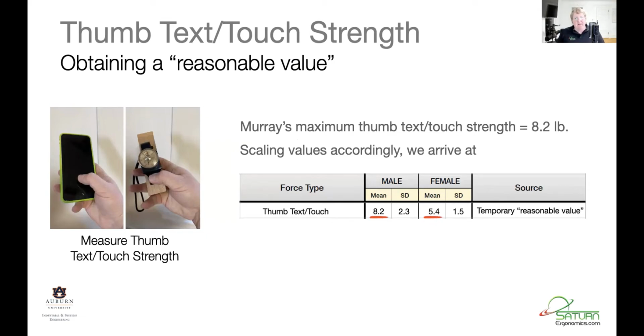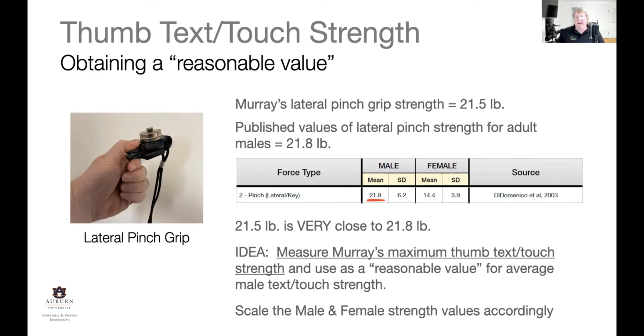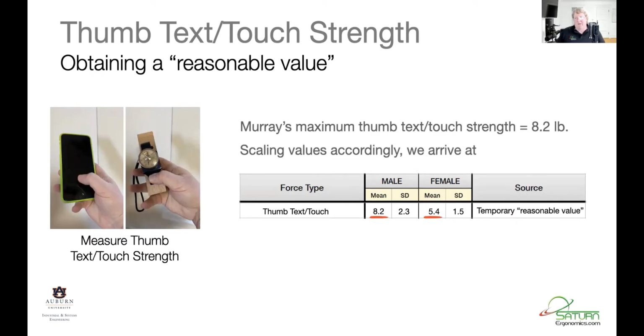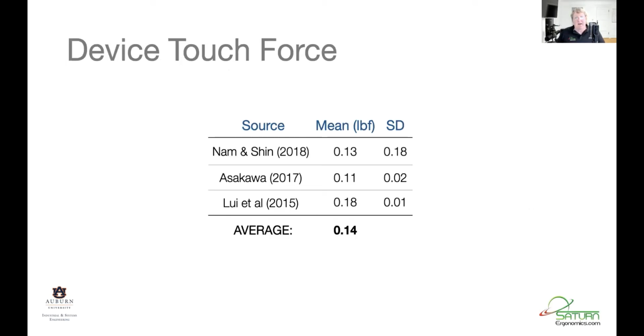So I did that. I simulated the position of texting with the thumb, measured my force, and came up with a mean of 8.2 for the male and 5.4 for the female. And so we're going to use that value of 8.2 as a temporary reasonable value, actually my strength. And then the female value is almost, in the prior data, almost exactly 2/3 of the mean. So that's how I came up with those values.